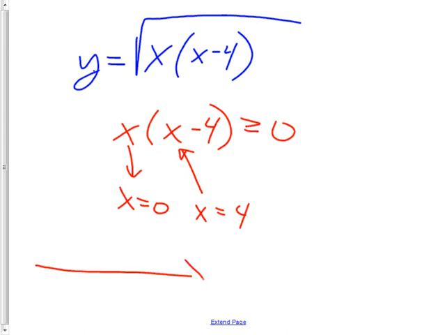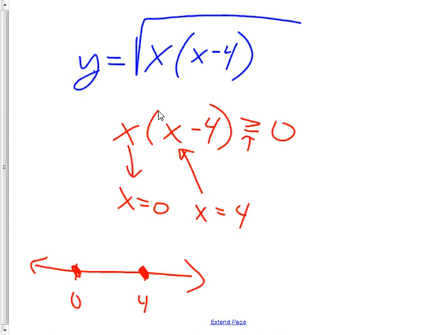Then I go back to my number line. Don't try to do it all in your head. 0, 4. Does it work at 0? Because it says or equal to 0. So yeah, if it becomes 0 underneath there, that's not going to be a problem. So it works there. How about at 4?